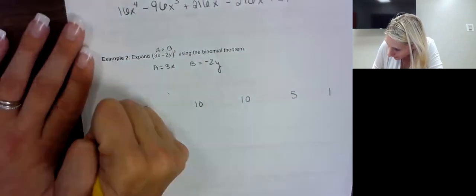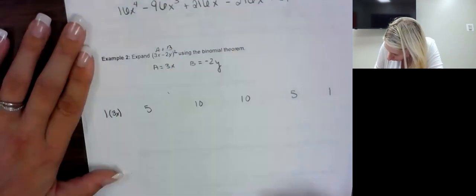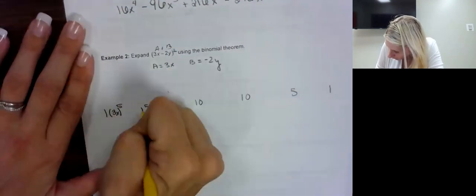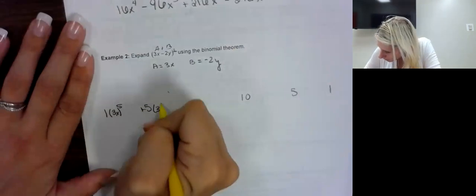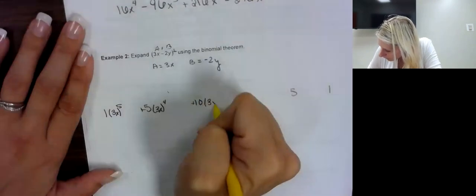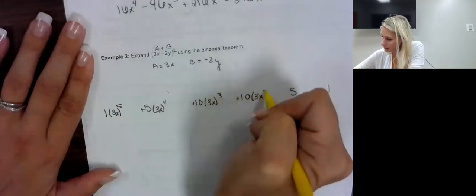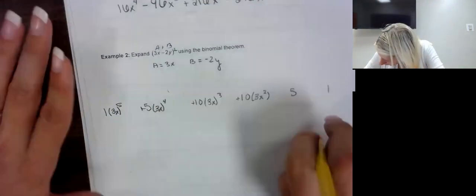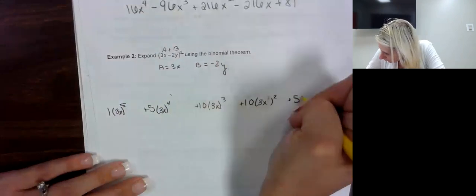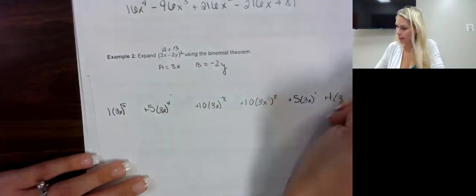So I'm going to start with my a's. I start with the highest exponent, which I know in this case is 5. And I'm going to go down each time. So 3x to the 4th, 3x to the 3rd, 3x squared. Oops, I should put that on the outside so I remember to square that 3. 3x to the 1st, and 3x to the 0. Again, that being 1, right?